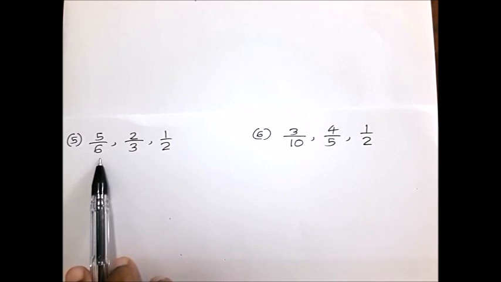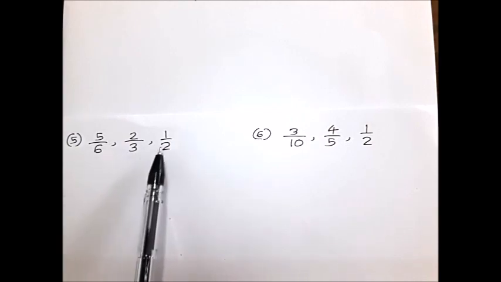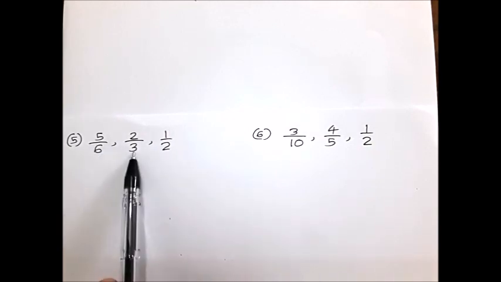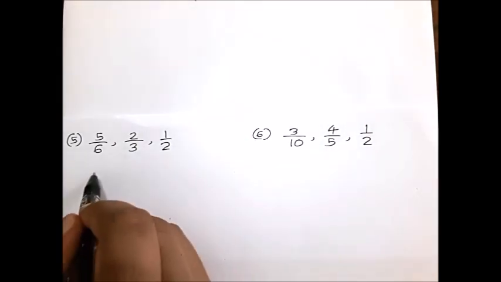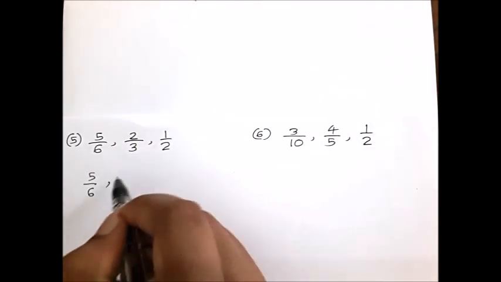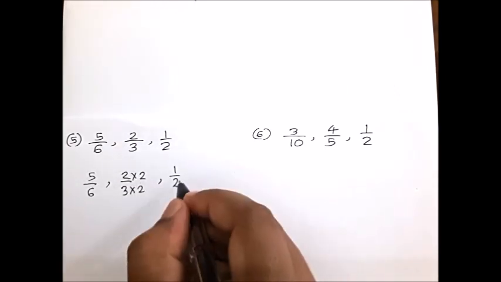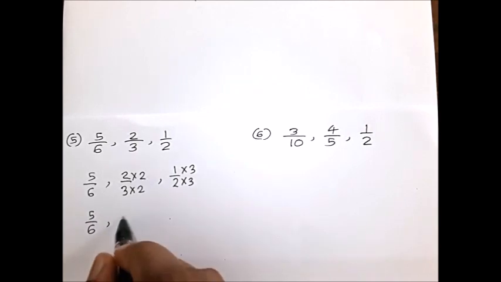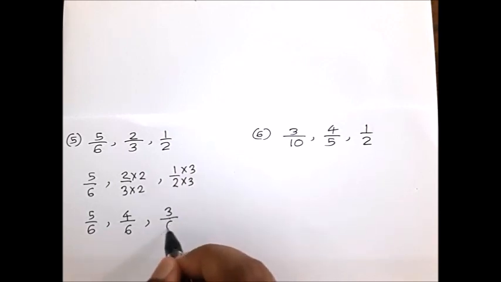In this fifth example, now you have to compare three fractions with three different denominators, 6, 3 and 2. Now you have to convert these three into the same denominator. Here 6, you can convert this into 6 by multiplying by 2. You can convert this into 6 by multiplying by 3. Keep this one as it is. Write it as above. Multiply this one by 2 and multiply this fraction by 3. 5 over 6. Here 2 multiplied by 2, 4. 3 multiplied by 2, 6. 1 multiplied by 3, 3. 2 multiplied by 3, 6.